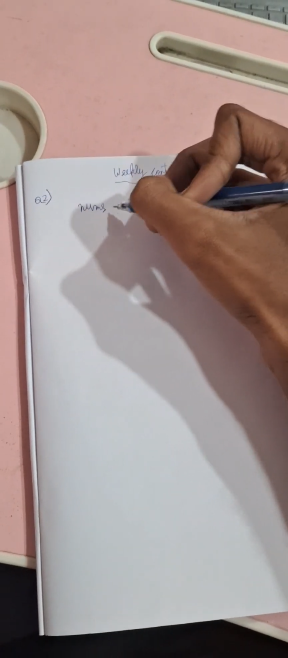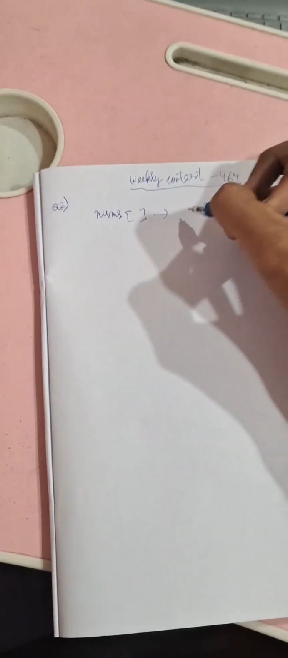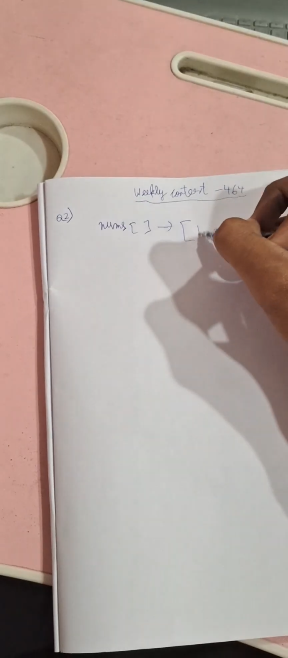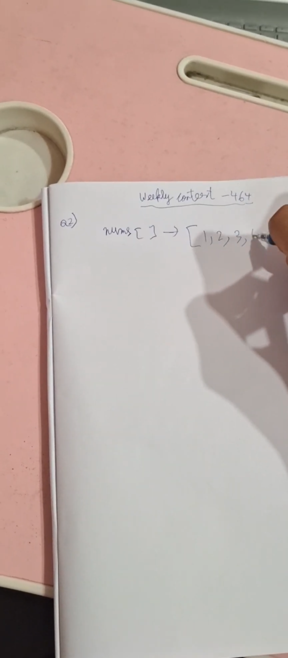Good evening, everyone. So today we'll be discussing contest 464, the second question. First, let us understand the problem statement. You will be given an array called nums. Let us take for example 1, 2, 3, 4.